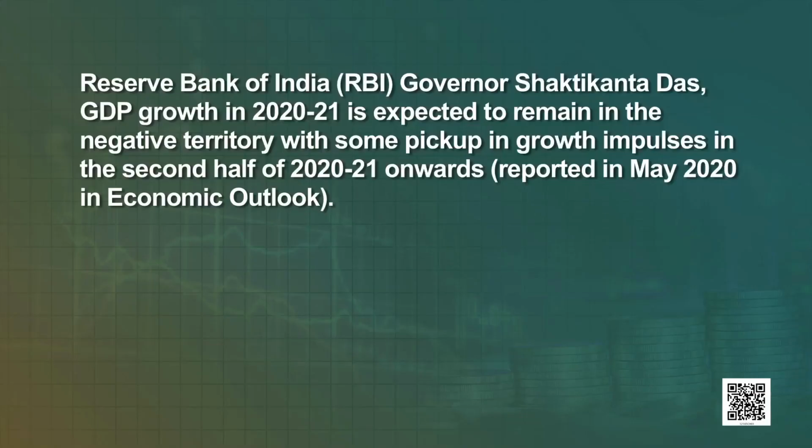Learners, according to Reserve Bank of India Governor Shaktikanta Das, GDP growth in 2021 is expected to remain in the negative territory, with some pickup in growth impulses in the second half of 2021 onwards, as reported in May 2020 in Economic Outlook. The global economy is heading into recession. Domestic economic activity has been impacted severely by the 2-month lockdown. The indicators point to a collapse in demand and there is a plunge in demand for electricity and petroleum products. The biggest blow is to private consumption that accounts for 60% of domestic demand. The combined impact of demand compression and supply disruption depress economic activity in the first half of 2021.